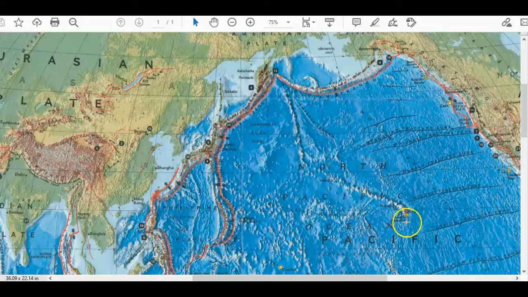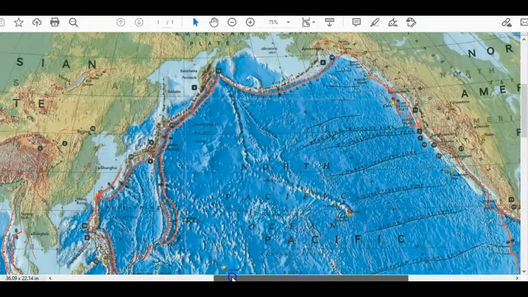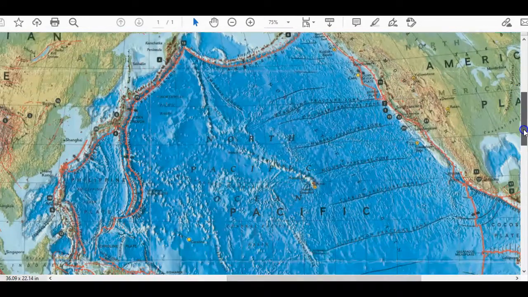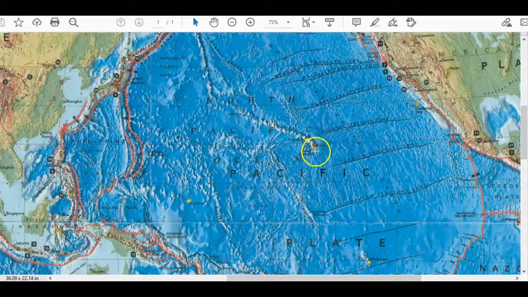A couple things just in case you're having a hard time finding things, because once again this isn't really searchable: here is Hawaii that's hanging out here, in case you weren't sure where that is. So here's the North American plate, Japan's over here, Hawaii's kind of hanging out in the middle there.